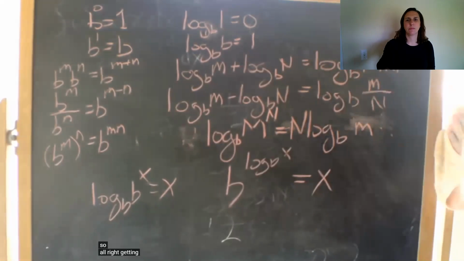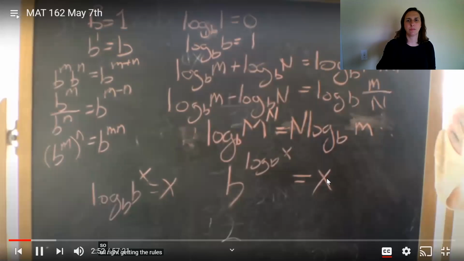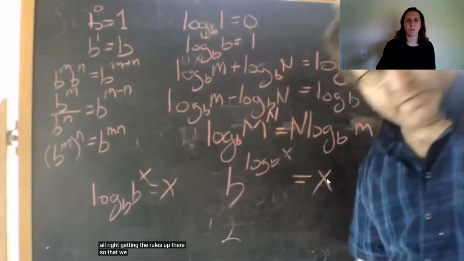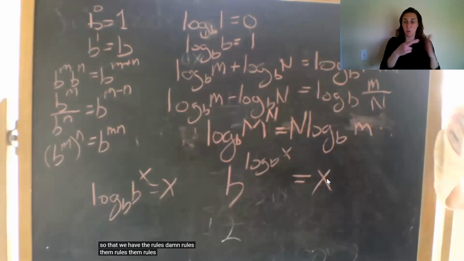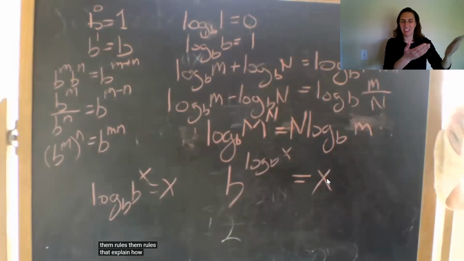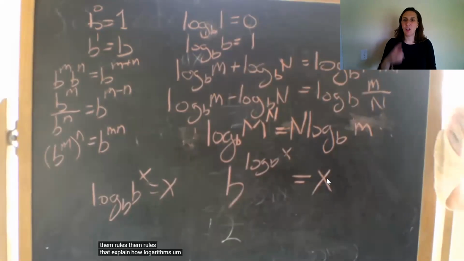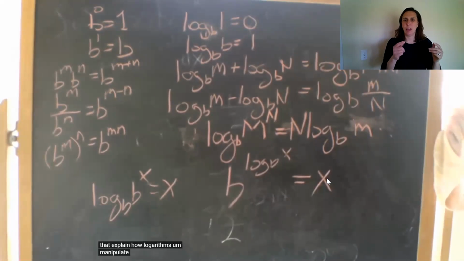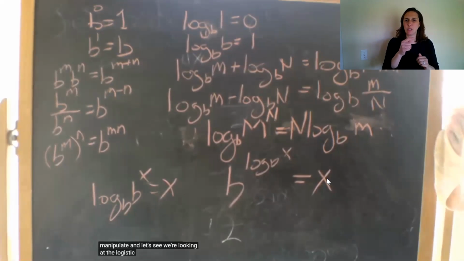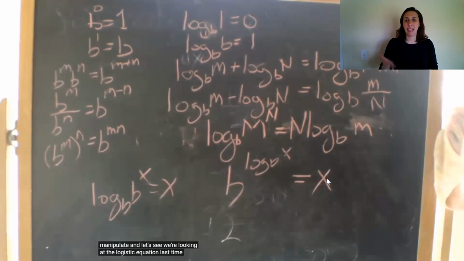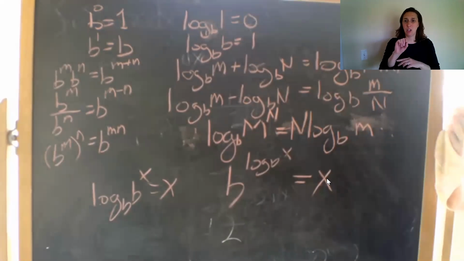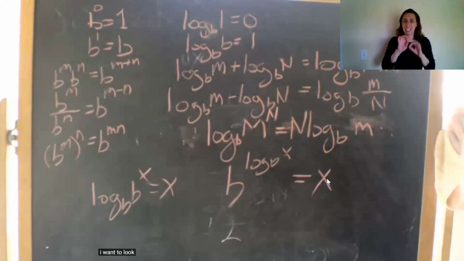Alright, getting the rules up there so that we have the rules that explain how logarithms manipulate. And let's see, we were looking at the logistic equation last time. I want to look at different log models.